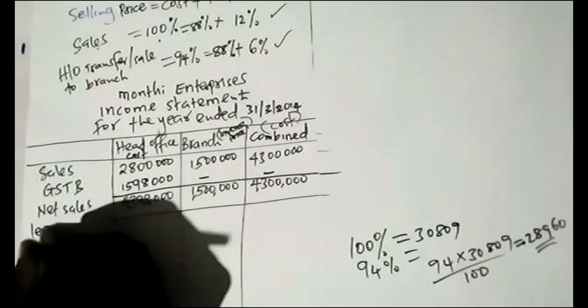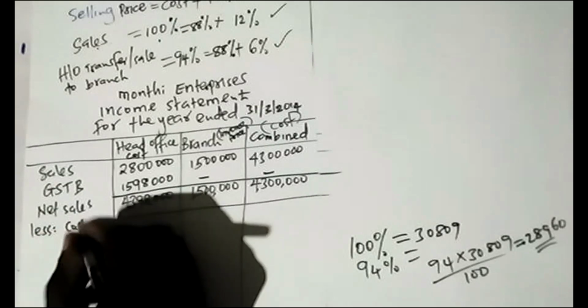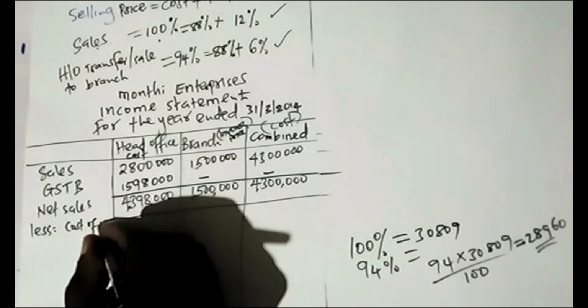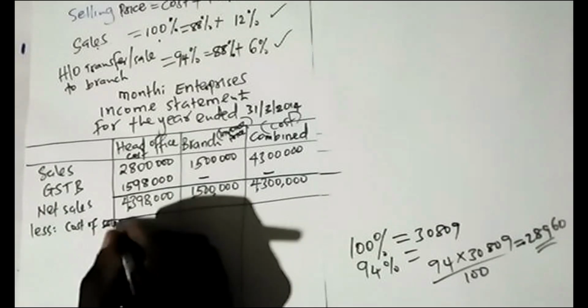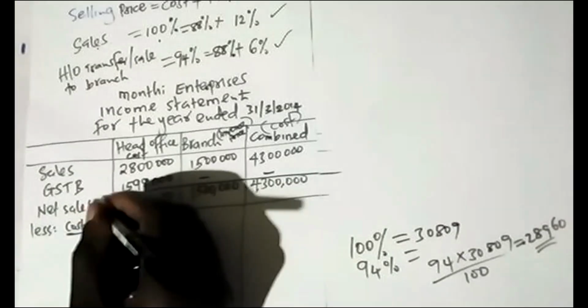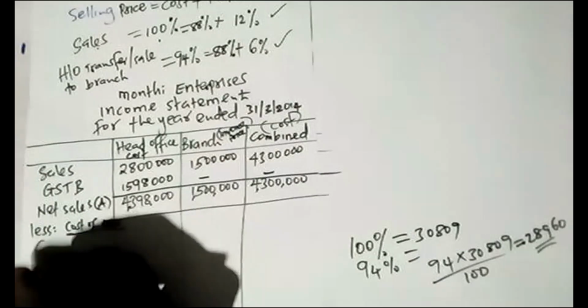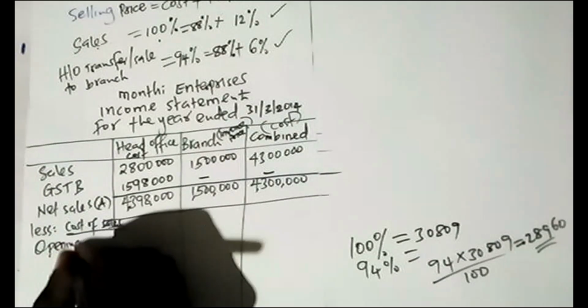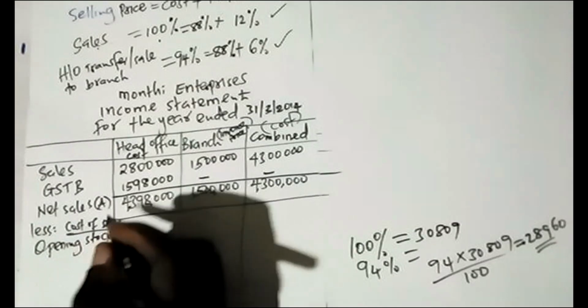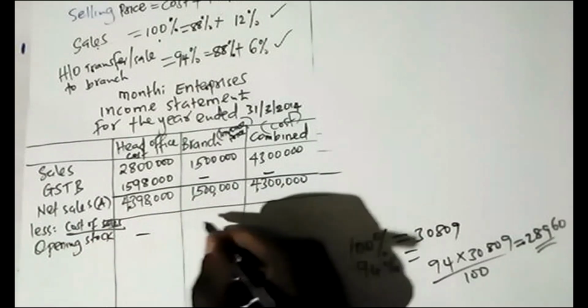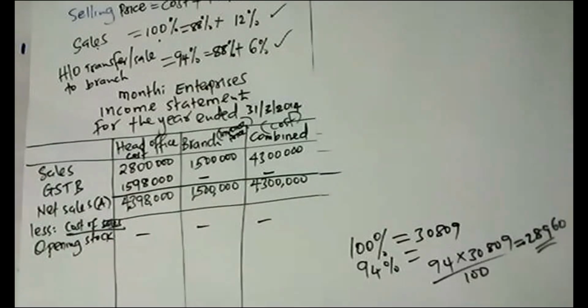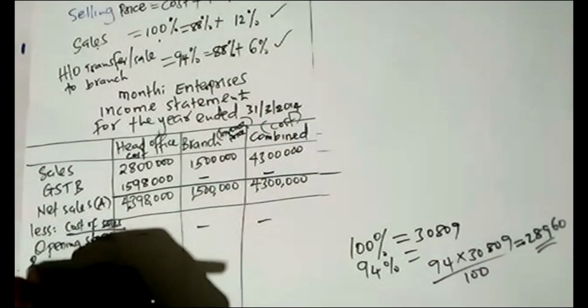Then we have to raise cost of sales. So remember the net sales, this is my A. Then for the cost of sales, we have to talk about opening inventory or stock. It's the same thing. So for the equation, there was no opening inventory. There was no opening. Then there were purchases.